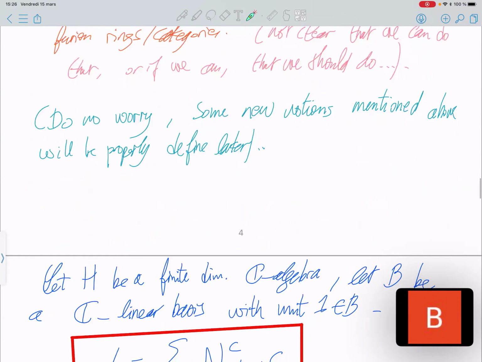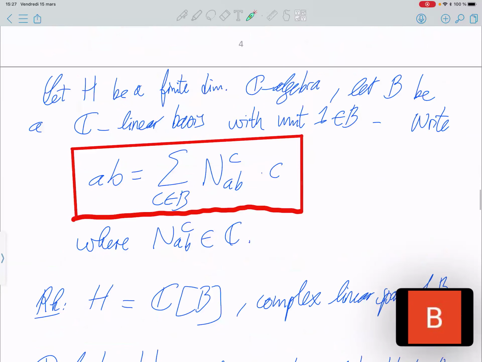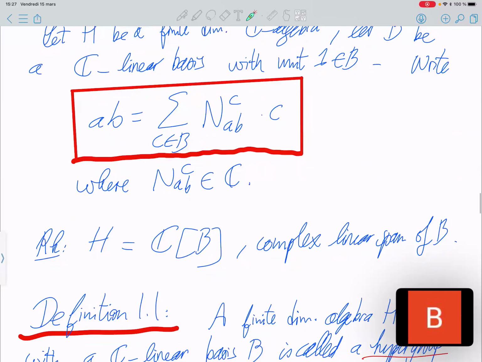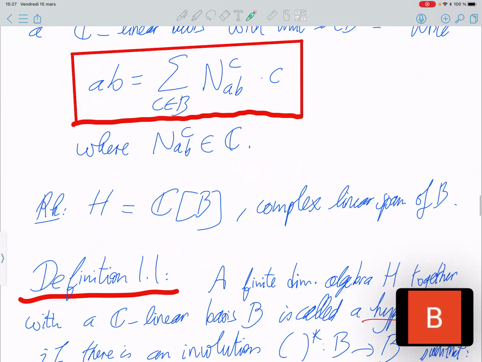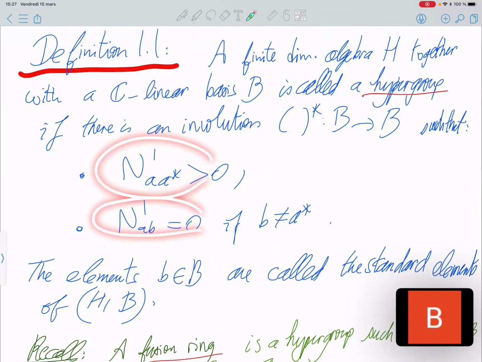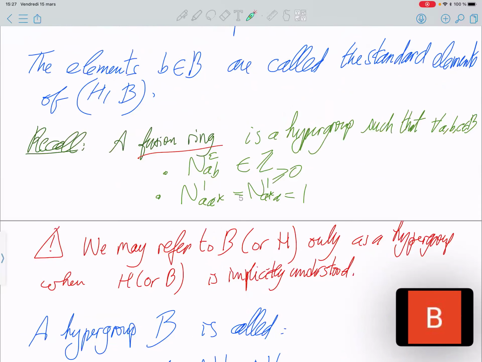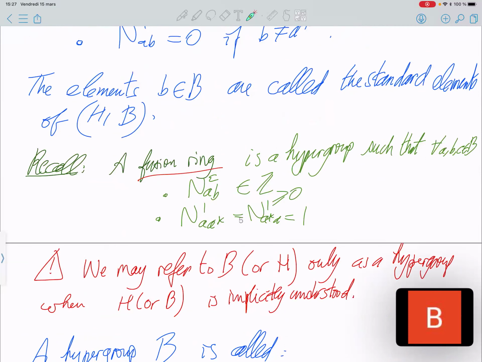So then we define what is an hypergroup. So you have an algebra with a basis, and the coefficients are complex. And so you have a finite dimensional algebra with a basis and a star structure on the basis. And we want these 2 conditions on the coefficient we explained yesterday. So it's a generalization of the notion of fusion ring, because to have a fusion ring, we need these 2 extra assumptions. So the coefficient should be a non-negative integer, and this should be 1. So it's much more restrictive.